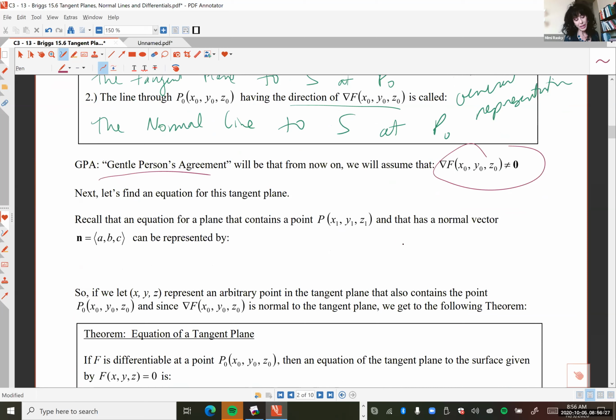When would that happen? Well, if you have a sharp corner or something weird happening at the point where you're trying to get a tangent plane, you could have this gradient be the zero vector, so it'd be a nightmare.